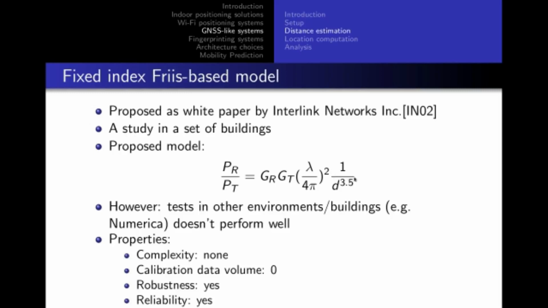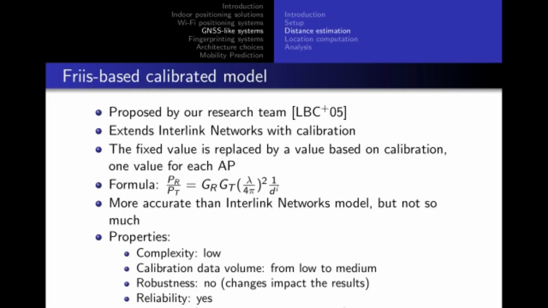It's the same except for the distance, whose power here is 3.5, which accounts for the higher wave attenuation inside the building. However, with tests in other environments, we saw that it doesn't perform well for each and every building. Its properties are to have no complexity, to require zero calibration data, to be robust, to be reliable, and to have a bad accuracy.